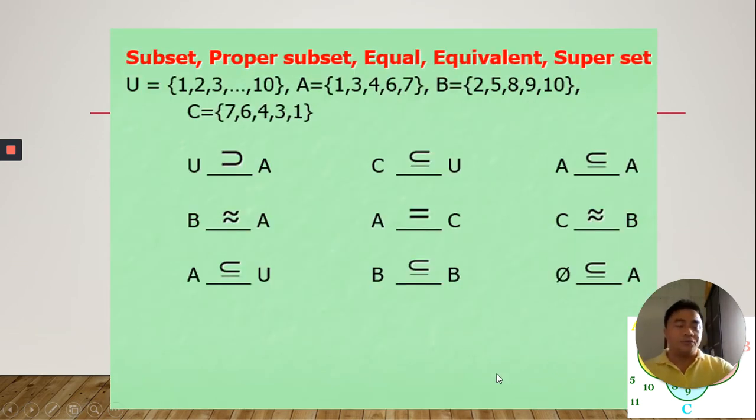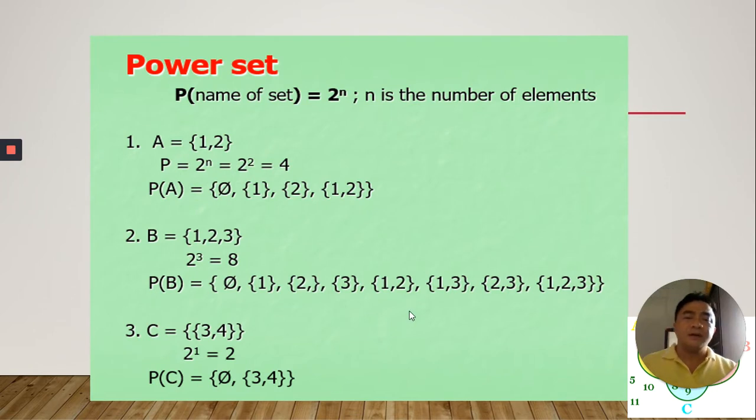Also, this one is the activity that we did last week. So remember again, the subset, proper subset, equal set, equivalent set, superset, and we have here the power set. Now for the power set, if you still remember, this is the collection of the subsets. We use this formula, 2 to the power n, so that we will know how many subsets there are for that particular set. For number 1, A is equal to {1, 2}. P(A) is 2 to the power n, equals 2 to the power 2, equals 4. Meaning to say that there are 4 subsets for this set A.